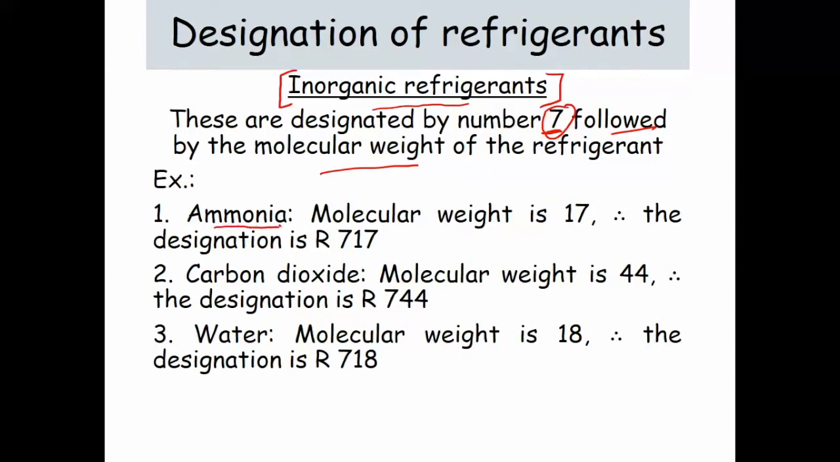Like in case of ammonia, the molecular weight for ammonia is 17. The designation will become R717. 7 is representing the inorganic refrigerant, and 17 is representing the molecular weight. So this is how we will get the designation of ammonia. Then carbon dioxide. The molecular weight of carbon dioxide is 44. The designation becomes R744. Similarly for water, these are the various examples. Molecular weight is 18 and designation becomes R718. All these are the different designations for different inorganic refrigerants.